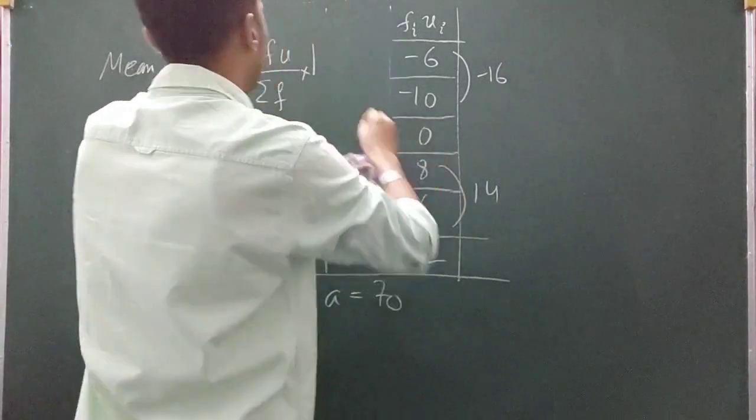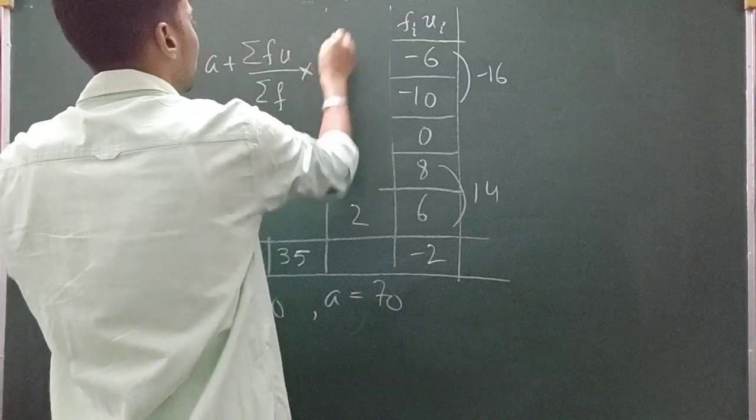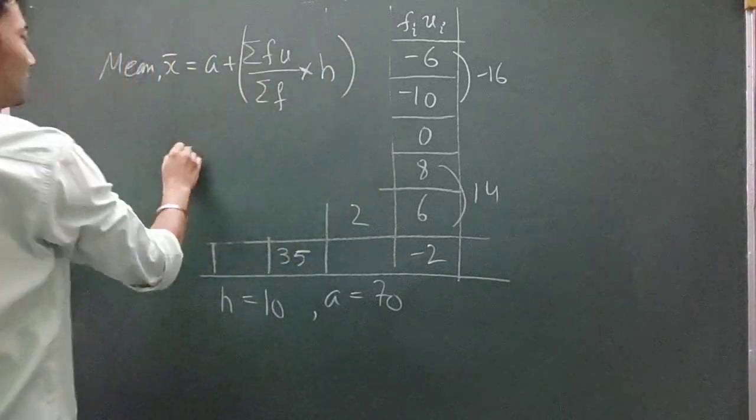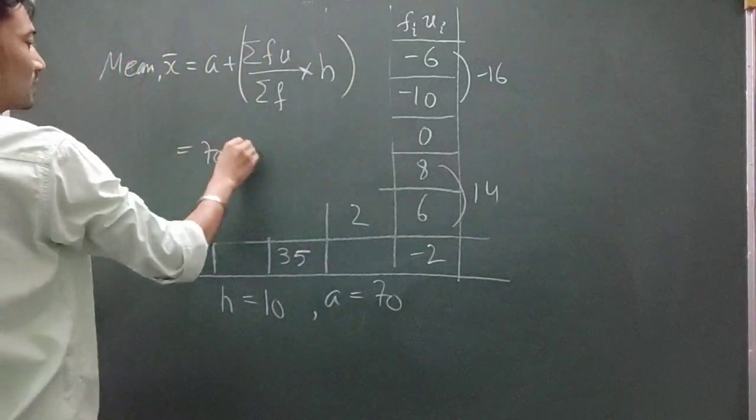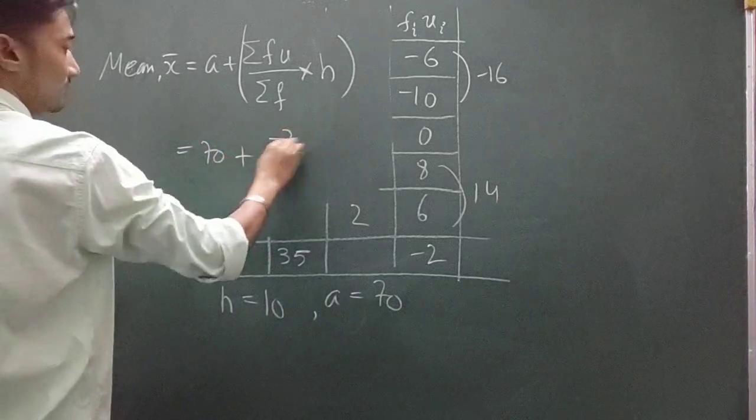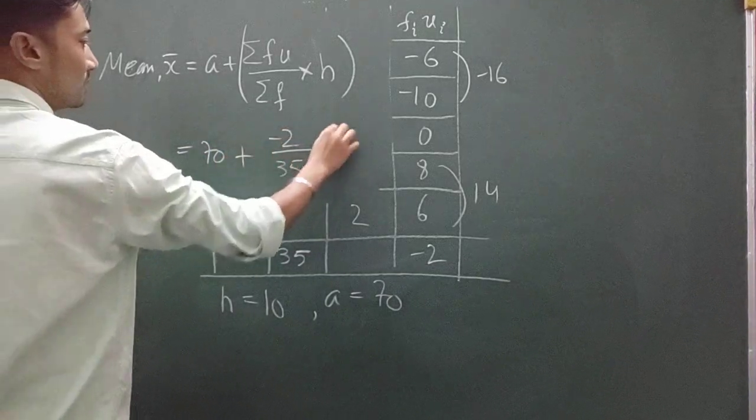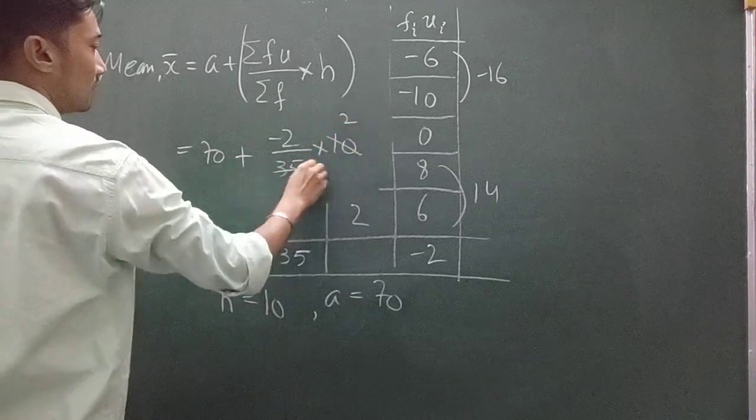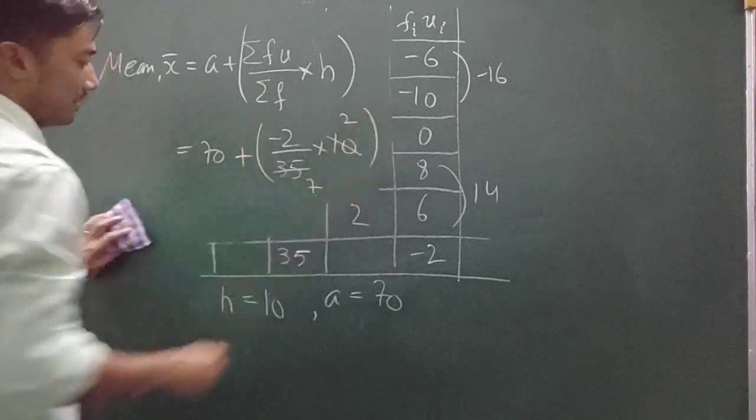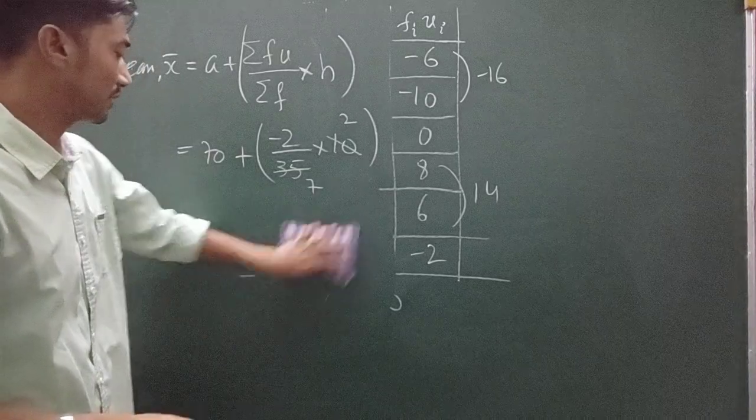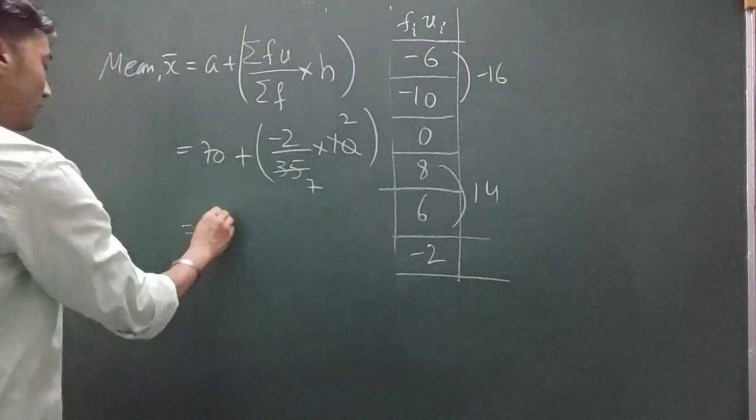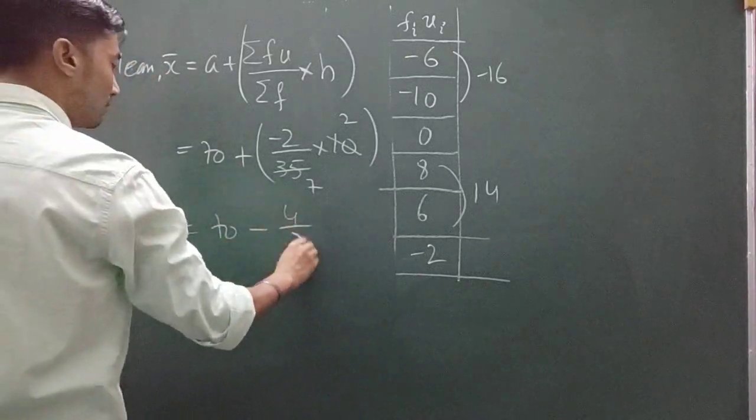I'm not writing that i and all. I've already discussed in the previous videos what it means. If you wish, you can write, but here it's not required. So it's -2, total of frequency 35, class width is 10. So 5 2s are 10, 5 7s are 35. Smaller the numbers, better for us, isn't it? So 70 minus 2 2s are 4 divided by 7.